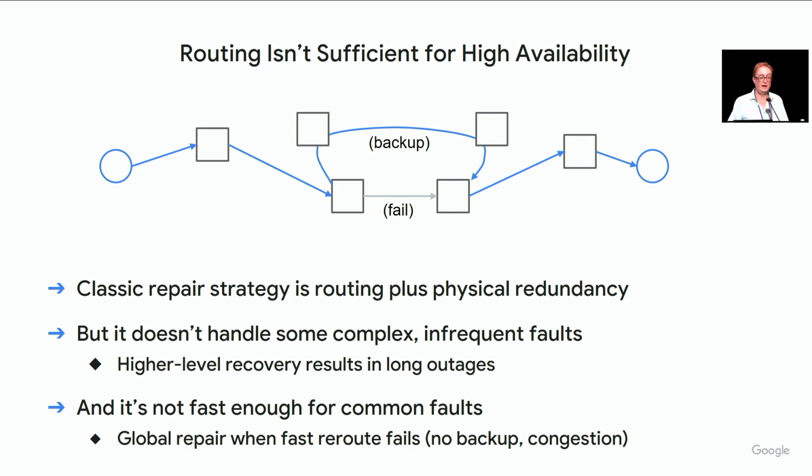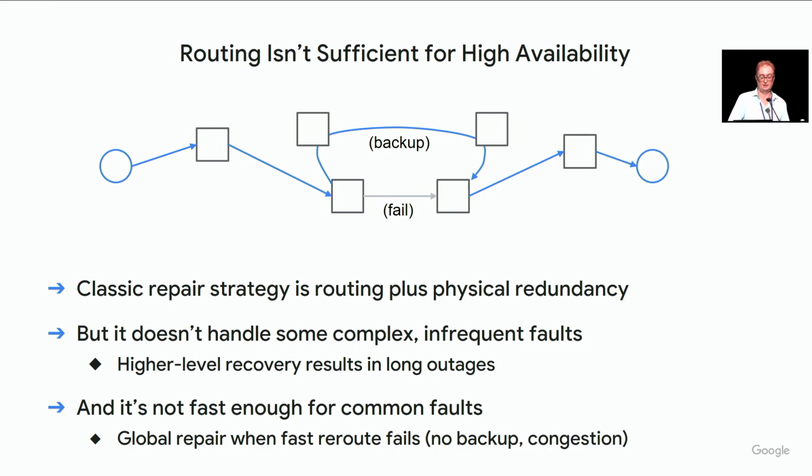These faults are rare, but when they happen, they result in long outages because high levels of recovery are needed, all the way up to operator intervention. These are the kinds of faults that you read about. More surprising is that routing isn't fast enough for common faults like simple link cuts.